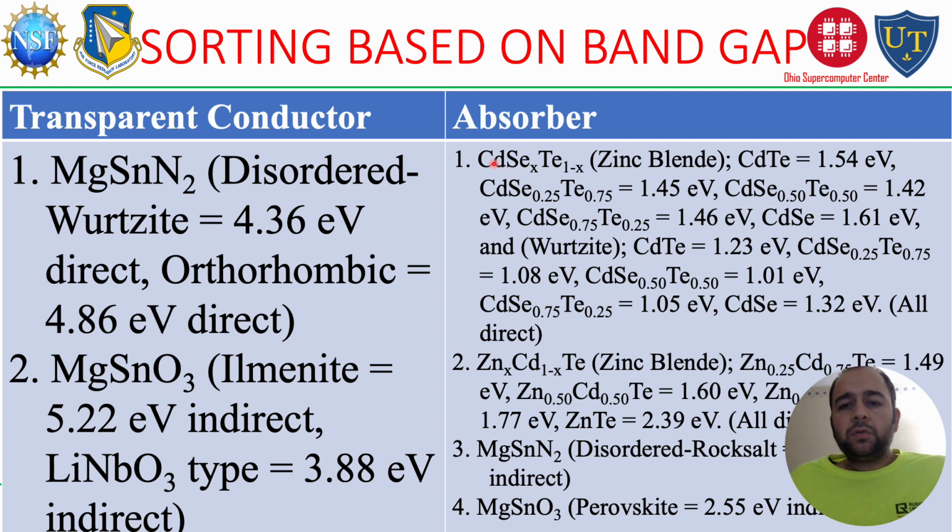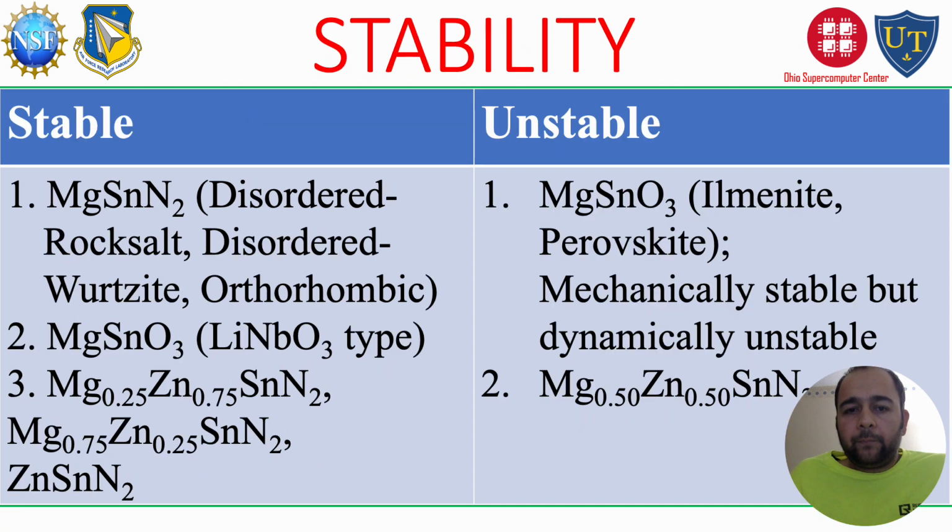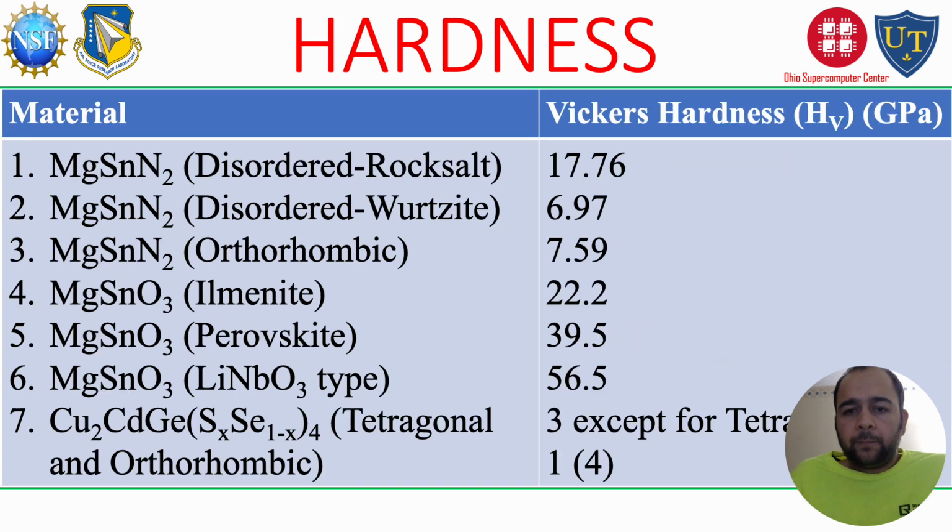In a nutshell, I'm trying to show the sorting that I did based on the band gaps for all the materials that I calculated. These materials, I have thought, can be used as transparent conductors. These all can be used as absorber materials. Whatever materials I did research on, I'm just trying to sort them based on the band gap. These were realized as stable, these were unstable. Similarly, I also calculated Vickers hardness for certain materials, and the values are here.